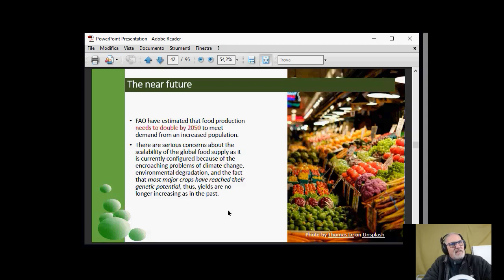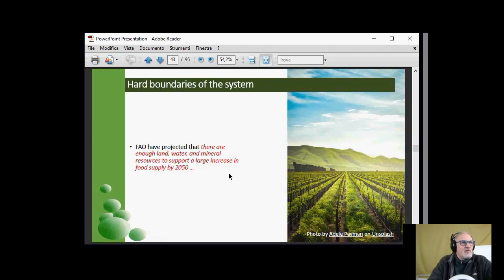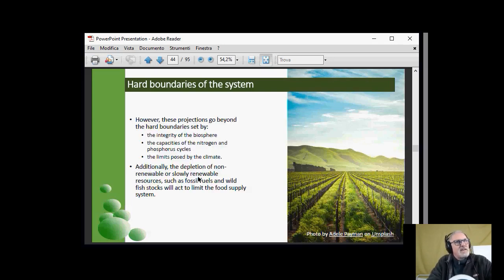So we've got a potential problem here, which is that even if you wanted to, you couldn't continue in the way that you've done things in the past, and these are the so-called hard boundaries of the system. So the FAO has projected that there are enough land, water and mineral resources to support a large increase in food supply by 2050, but they haven't put into the calculation that the biosphere is reaching its limits. The capacity, now this is a curious one, because the nitrogen cycle, if you remember the carbon cycle, which goes from carbon dioxide in the atmosphere through the plants, etc., etc.